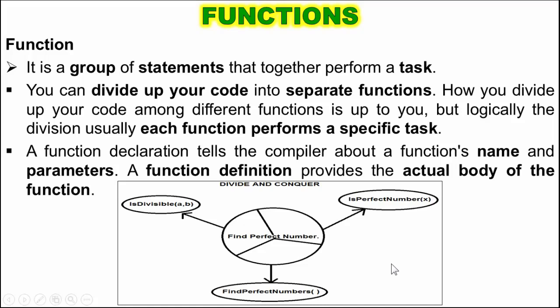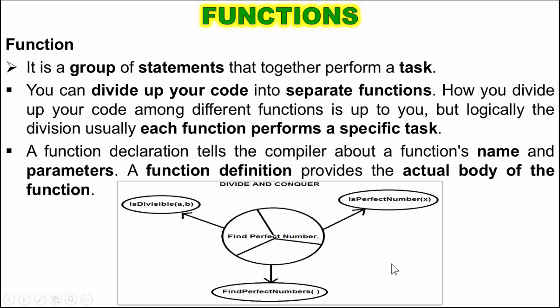A function is a group of statements that together perform a task. You can divide up your code into separate functions. How you divide up your code among different functions is up to you. But logically, usually each function performs a specific task. A function declaration tells the compiler about a function's name and parameters. A function definition provides the actual body of the function.